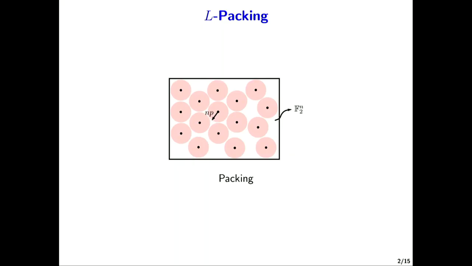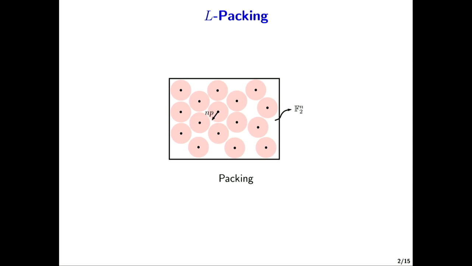What is this? This is a packing. The black box represents F2 to the n associated with a Hamming metric. And there are many balls inside it, many balls of radius n times p for some number p between 0 and 1, and they are disjoint. If you take the centers of these balls, they form an error-correcting code, by which I mean every pair of points is separated by a certain distance. So how many balls can you pack in this Hamming space?